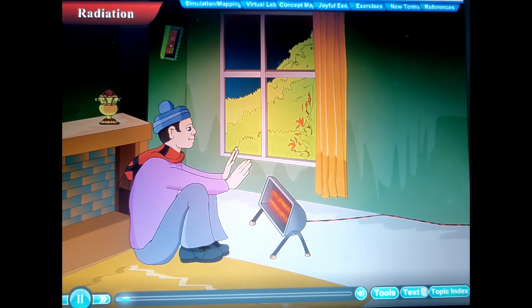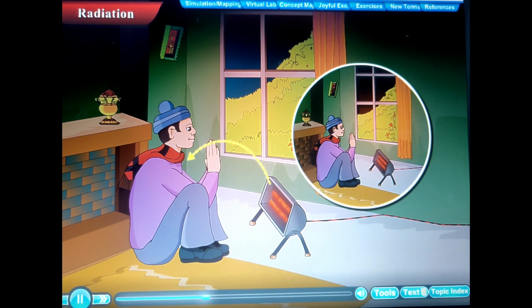Radiation. We feel warm when we sit in front of an electric heater. How does the heat travel from the heater to our body? The air between us and the heater is a bad conductor of heat. Therefore, heat transfer cannot be due to conduction. The process of heat transfer cannot even be convection, because the hot air surrounding the heater will become light and rise upwards and not towards us sitting in front.